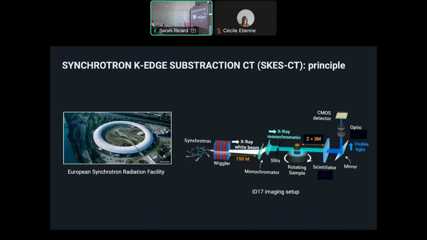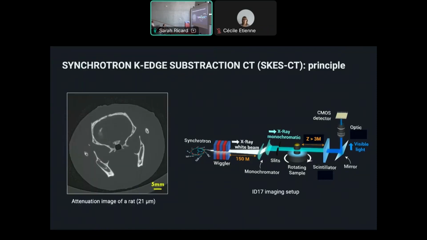Otherwise, this is the same principle as X-ray imaging. You have an X-ray source, and you look at the light that has crossed the sample. And for instance, here you have an image of a living rat at 21 microns, where you see the structure of the bones, and you also see the soft tissue and all that.